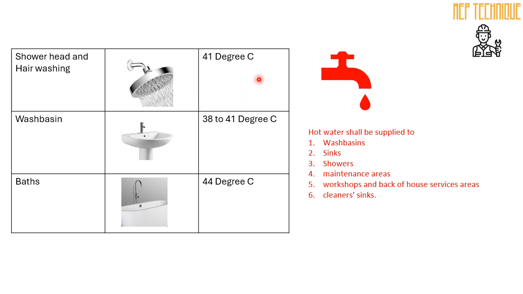If you have a shower head, the temperature should not exceed 41 degrees Celsius. For wash basin, the temperature should be between 38 to 41 degrees Celsius. And for bathing purposes, the temperature should be below 44 degrees Celsius. It should not exceed 44 degrees Celsius. So these are the temperatures you need to maintain inside the bathroom and kitchen sink. Again, I am repeating, for shower head and hair washing 41 degrees Celsius, wash basin 38 to 41 degrees Celsius, and for bath purposes 44 degrees Celsius.